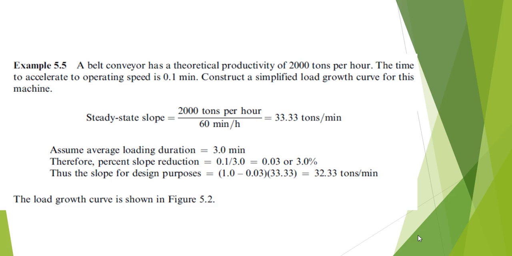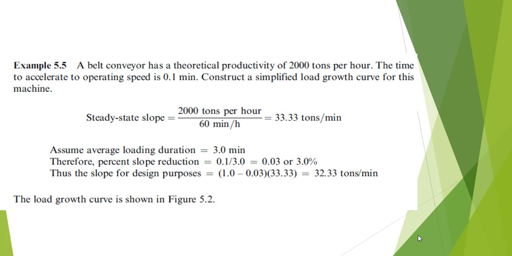So what we're going to look at first is the steady state slope. We want to make a curve, so we want the slope, don't we? We've got 2,000 tons per hour. There's 60 minutes per hour, so that's 33.33 tons per minute. And if we assume that the average loading duration is 3 minutes, then we're able to figure out how much we're going to change that 33.33 tons per minute.